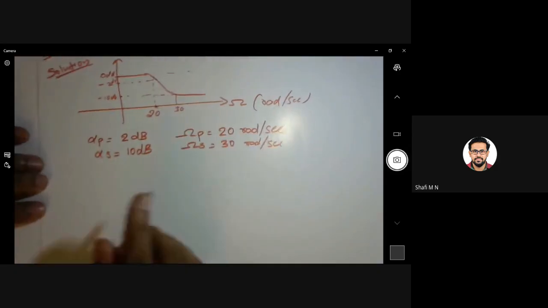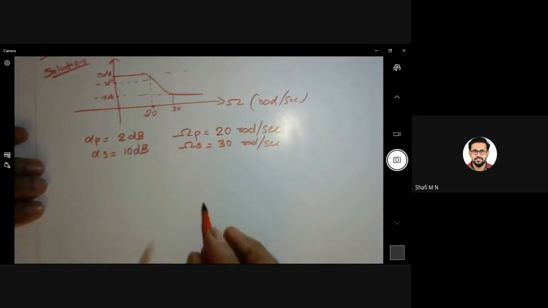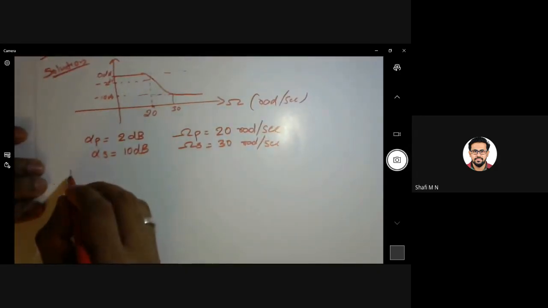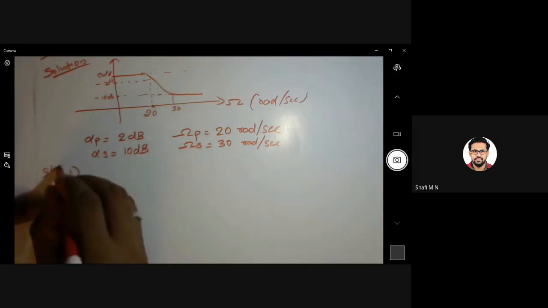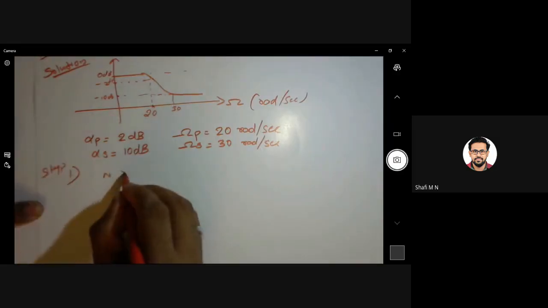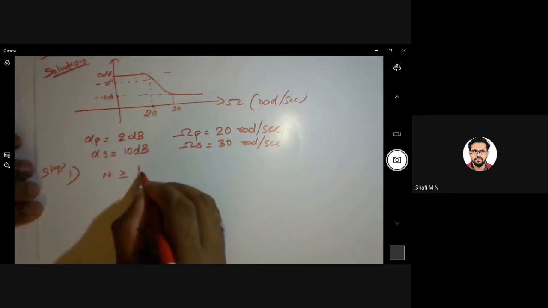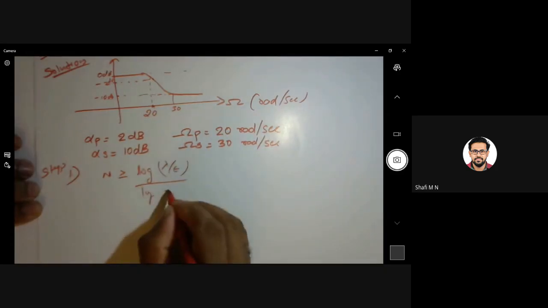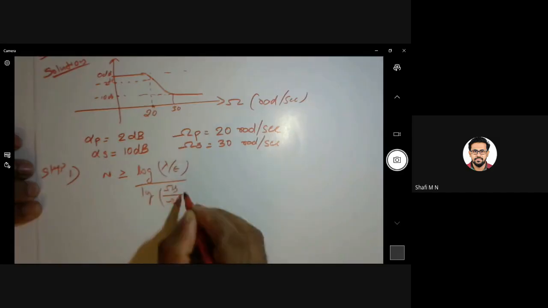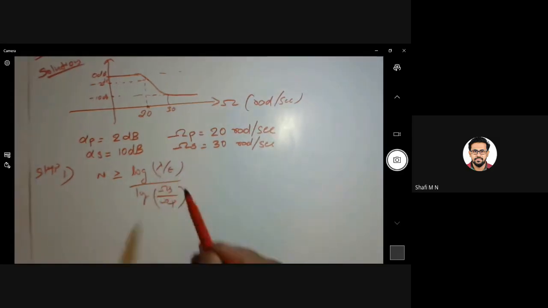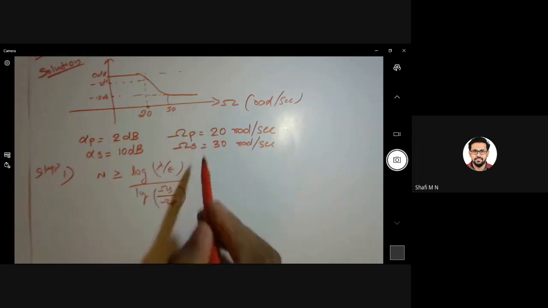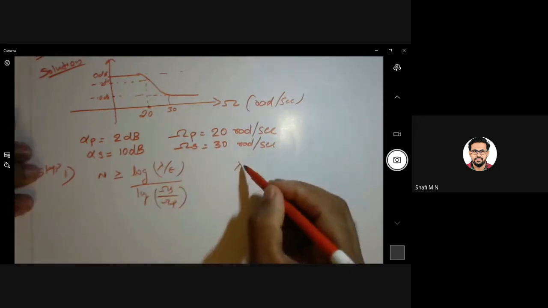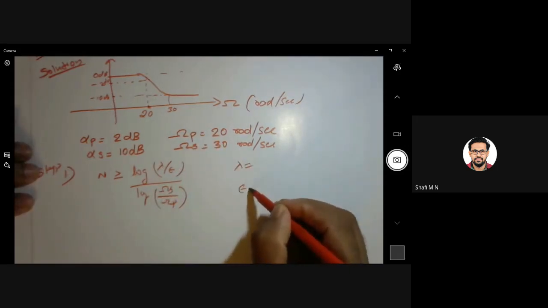Now, what is the first step? We usually complete the design in 2-3 steps. The first step is computing the order. So we'll use the equation of order, log lambda by epsilon divided by log omega S by omega p. I don't know the value of lambda and epsilon. I know omega S and omega p directly from the question. Now let me find the value of lambda and epsilon.